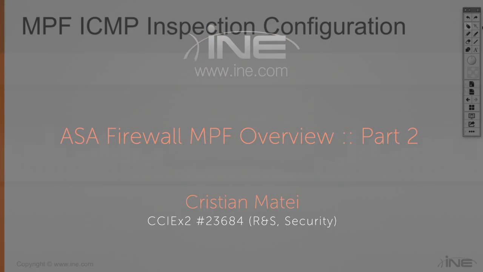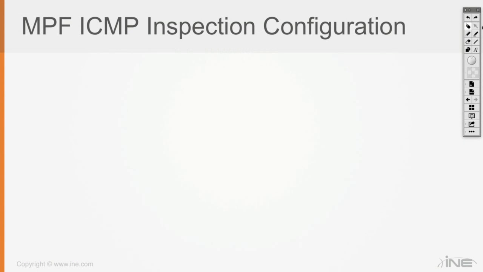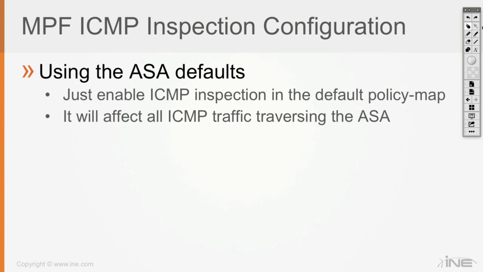So when we're going to go to the ICMP inspection via MPF, we want the ASA to statefully inspect ICMP, which means actually pinging. We have two options. Using the ASA defaults, the ASA MPF default configuration, it means that we're going to just enable ICMP inspection in the default policy map, because the default policy map has the default class map attached, and the default class map matches on ICMP. So we just want to enable inspection for ICMP, which means, because the default policy map is globally applied, this configuration is going to affect all ICMP traffic flowing back and forth to the ASA.